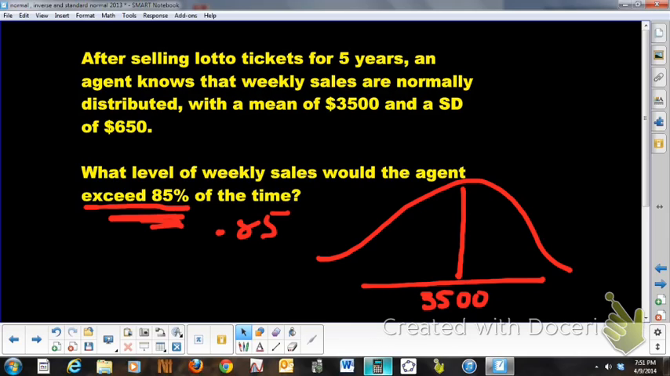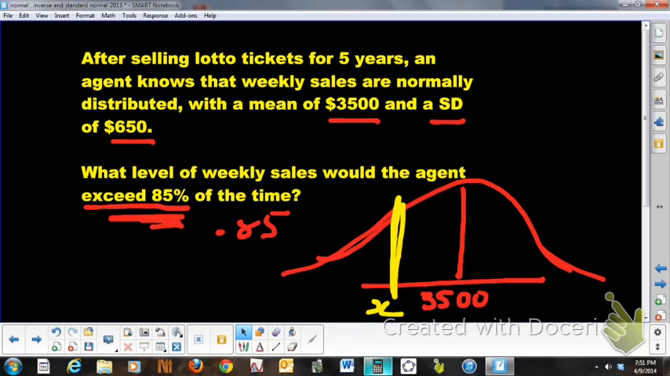So the first thing to do is to draw yourself a curve picture and put your mean on that, and then let's take a look at what they're talking about. So we've got the standard deviation and we've got the mean, and here's the mean, $3,500. And what level of weekly sales would the agent exceed 85% of the time? So you've got to figure out where on the curve 85% is, and what you're trying to find is the boundary line of where that 85% will start. So if we draw a line here, this represents our x. That's the thing we don't know.